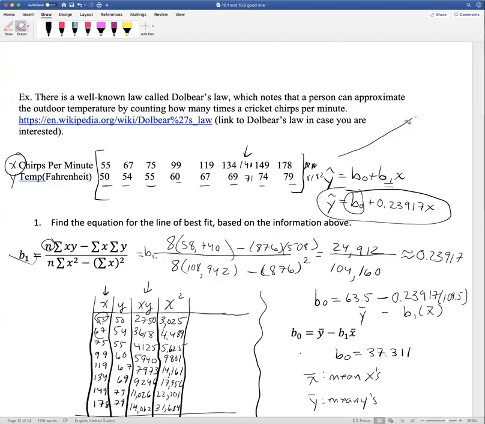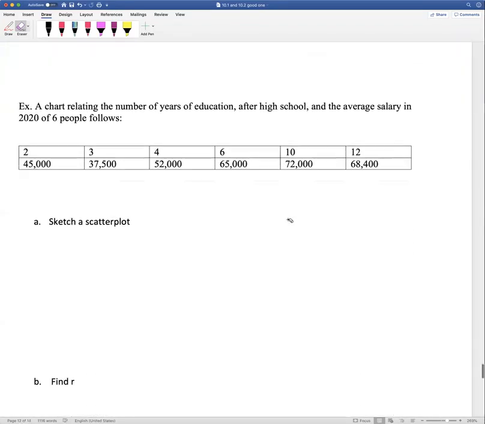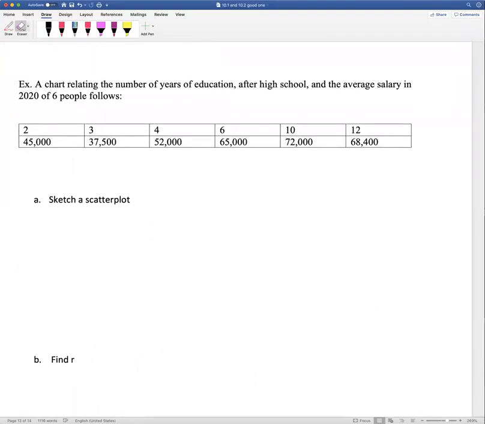Okay, so let's do this. I want to make sure that we end with one more example, and I want to make sure that you're comfortable with these two formulas. So this last example looks like the following. A chart relating the number of years of education after high school and the average salary in 2020 of 6 people follows. So this is a chart.